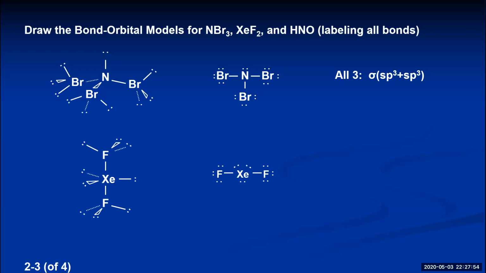There are 2 bonds in this molecule, the bond between xenon and fluorine. They're a direct overlap of an sp3d orbital from the xenon with an sp3 orbital from the fluorine. And because they're directly pointing at each other, they're perfectly symmetrical. So they're going to be sigma bonds. So both bonds in this molecule would be labeled sigma sp3d plus sp3.